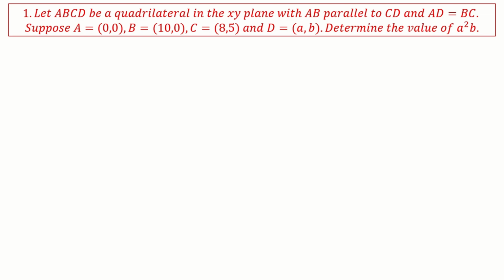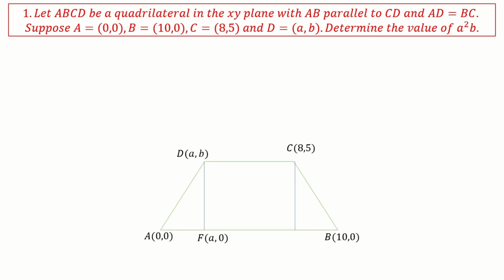If you look at the coordinates of A, B, C, the only way you can construct this is this way. This is nothing but an isosceles trapezoid. So AD equal to BC, and these are the values. If you drop a perpendicular from D on AB, that is F, this x coordinate will be a and the y coordinate will be 0, because if you see the A and B coordinates, the y coordinates are zeros. Similarly, if you drop from C also, you'll get (8, 0).